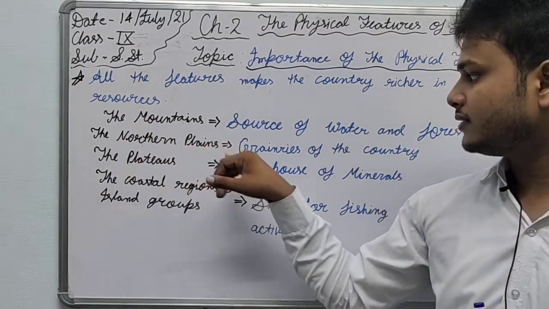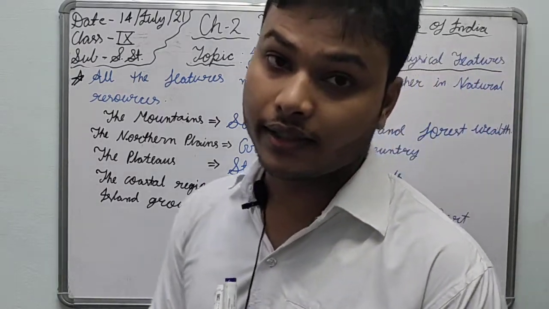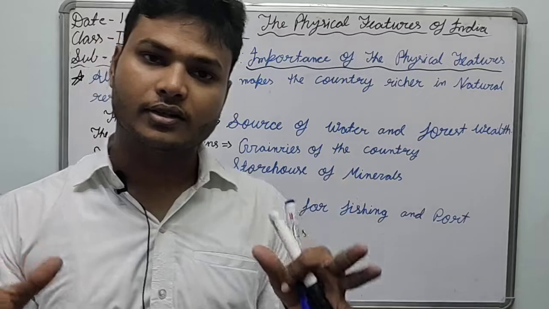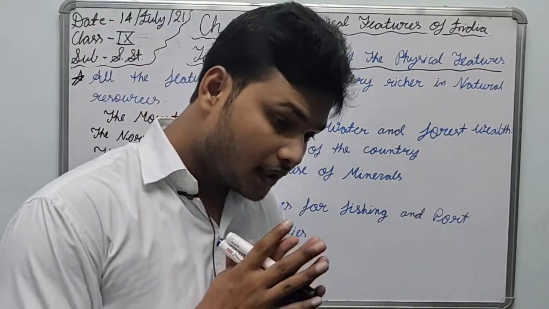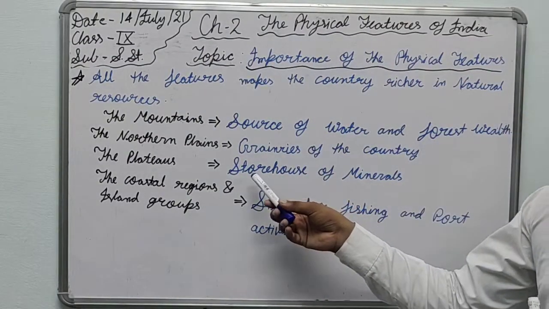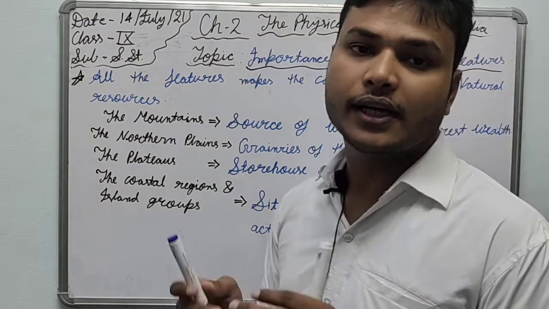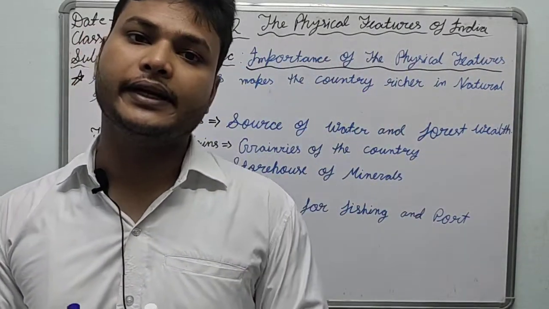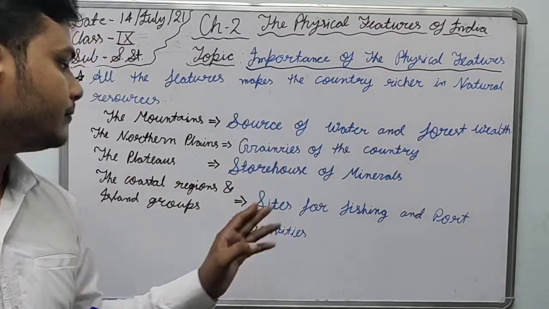Second, the northern plains, these are the granaries of the country. These are also known as the granaries of the country because all the grains of the country are produced in this portion, the northern plains. The next one is the plateau. Okay, plateaus are the storehouse of minerals. So many different types of minerals can be found in these plateaus. So India has a plateau, so India has a source of minerals also.